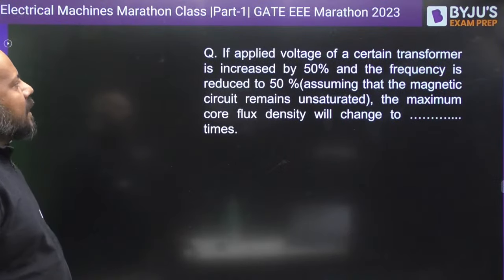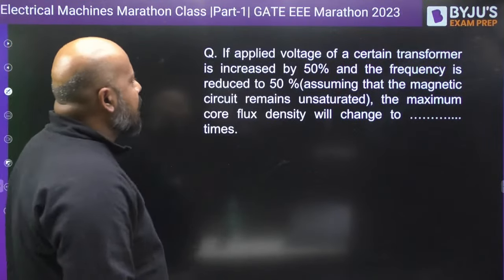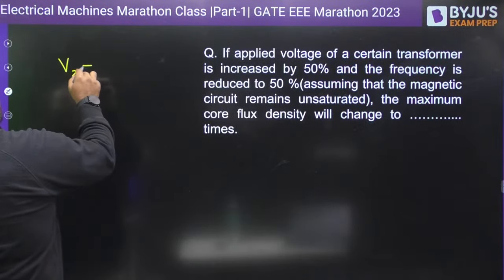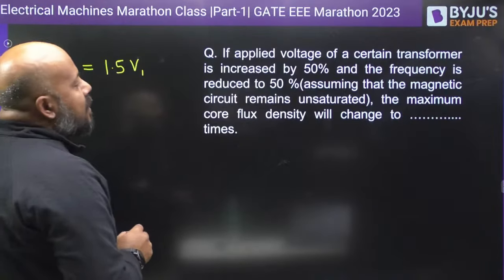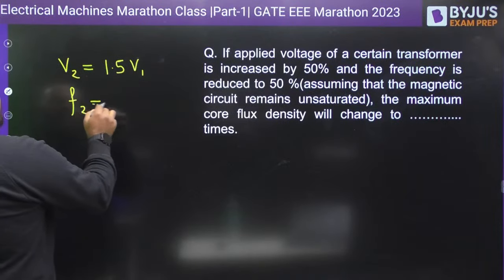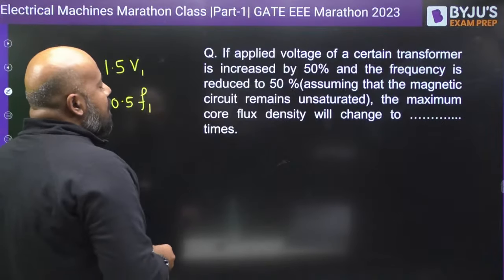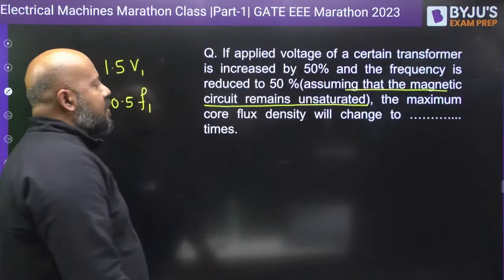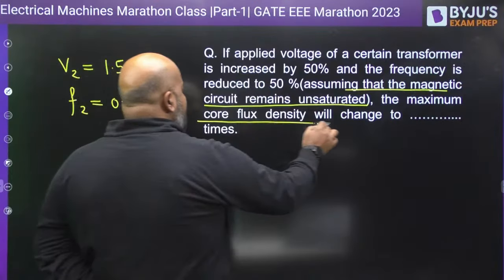The next question is, if the applied voltage of a certain transformer is increased by 50%, suppose V2 becomes 1.5 times V1 because 50% it is increased, and the frequency is reduced by 50%, so it becomes 0.5 of the first case, assuming that the magnetic circuit remains unsaturated. The maximum core flux density will change to.